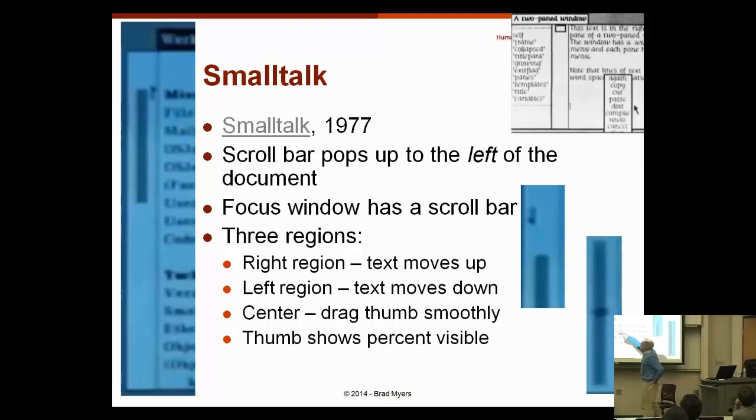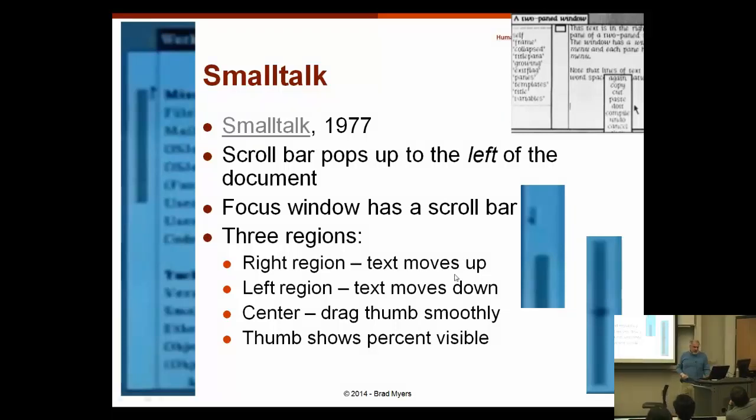And so the left mouse button was the one you usually clicked with. So you could go up with the left button on the right area, down with the left button on the left area, and then in the middle you would grab the thumb and move it up and down. And I'm pretty sure that it had the same rules as Bravo, that it would move the line that you're at up to the top, or the top down to where you're at.